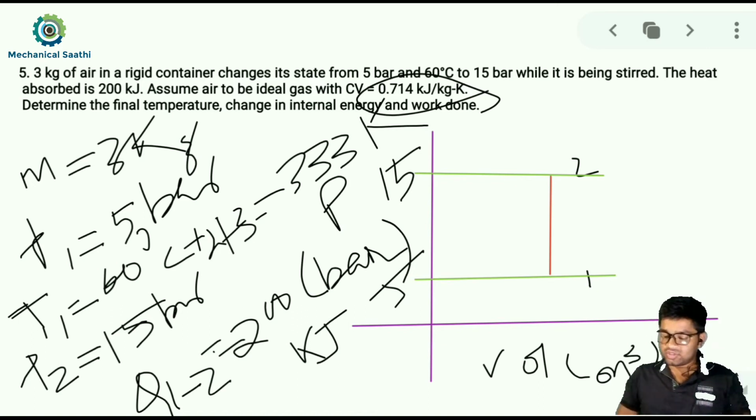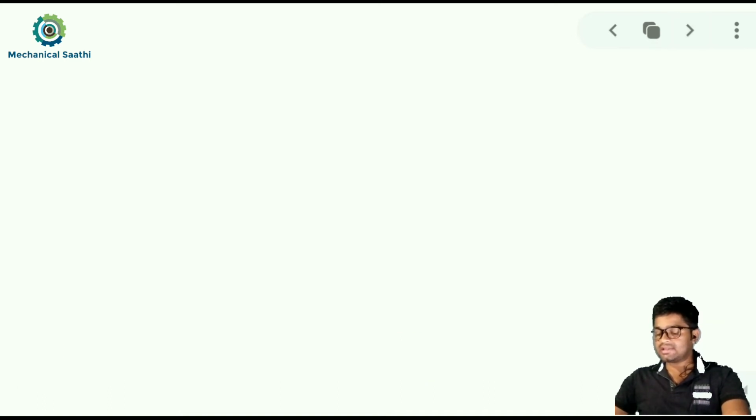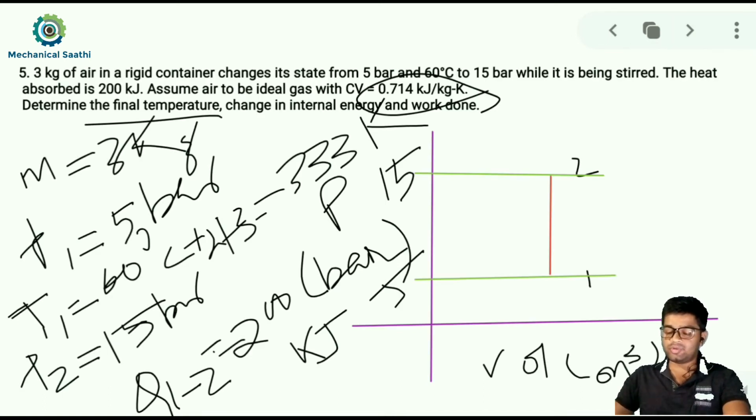First we can calculate the final temperature, because we have assumed that this is an ideal gas, so ideal gas equations can be applicable over here. We will use the ideal gas equation at both states. So I can write this equation.